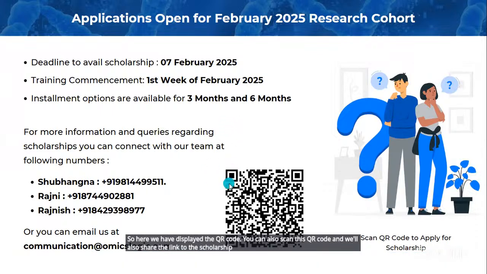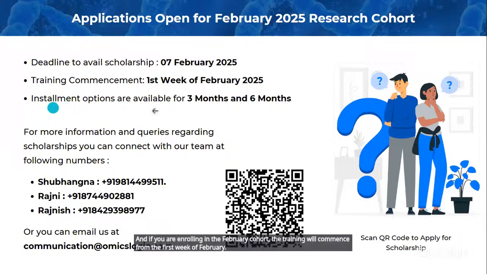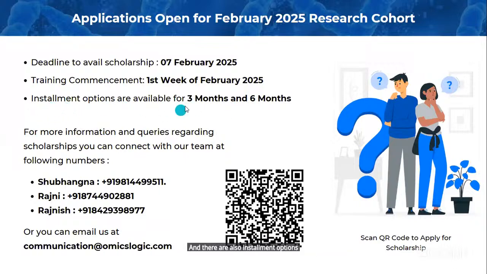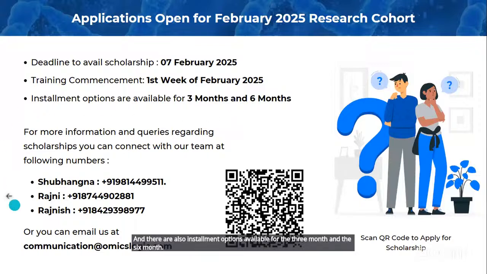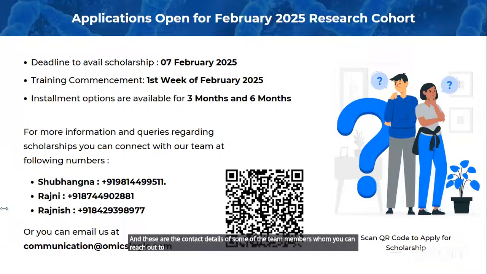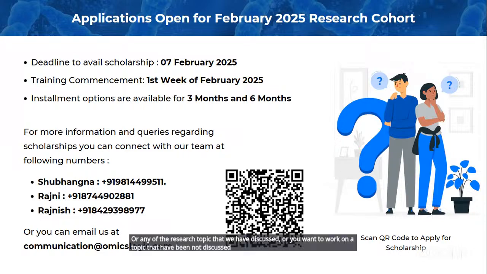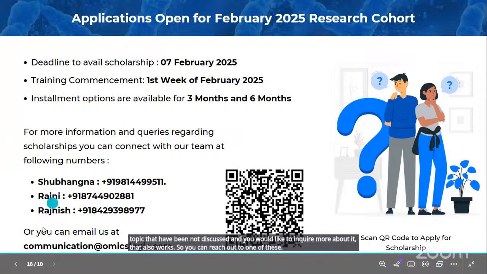I'll briefly guide you through what this form looks like and what are the details to be filled. And if you're enrolling in the February cohort, the training will commence from the first week of February. And there are also installment options available for 3 months and 6 months. And these are the contact details of some of the team members whom you can reach out to for any queries related to enrolling in the research program or any of the research topics that we have discussed, or if you want to work on a topic that has not been discussed and would like to inquire more about it, that also works. So you can reach out to one of these contact details.